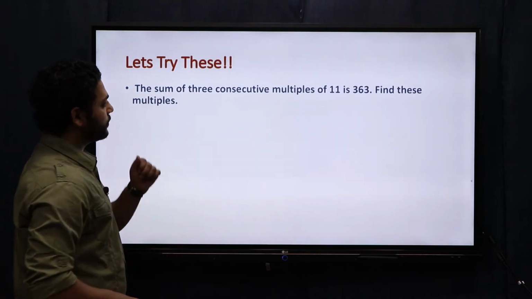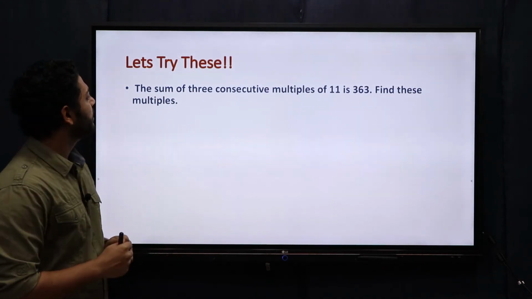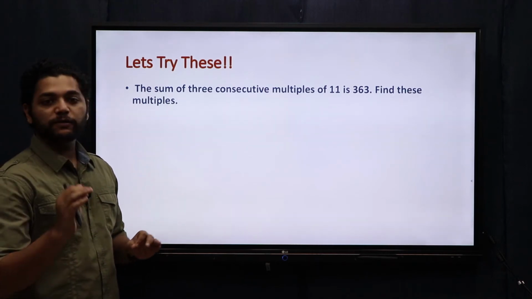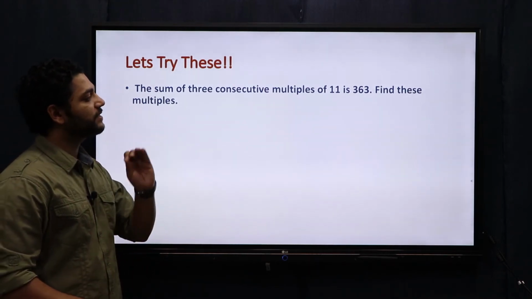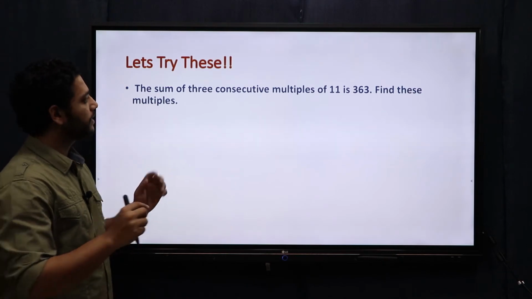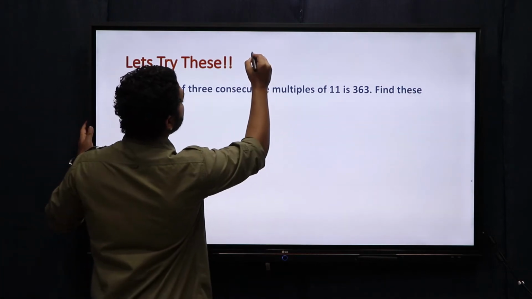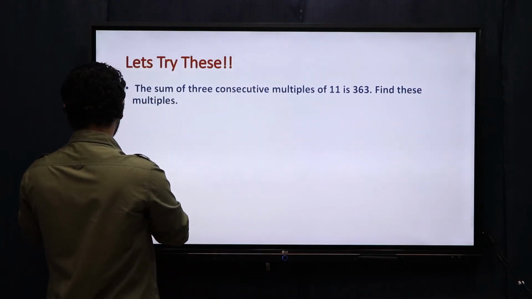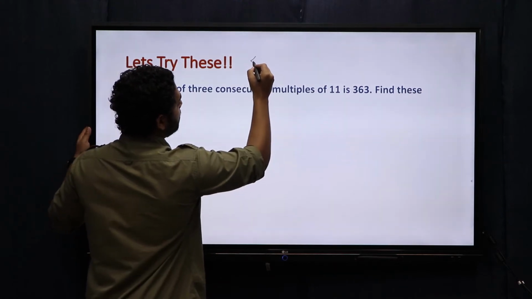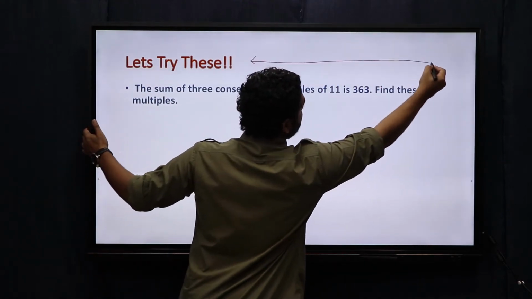Now let's move to the next question. The sum of three consecutive multiples of 11 is 363. Find these multiples. Fine. So before I start, let me make the line that represents the multiples of 11.